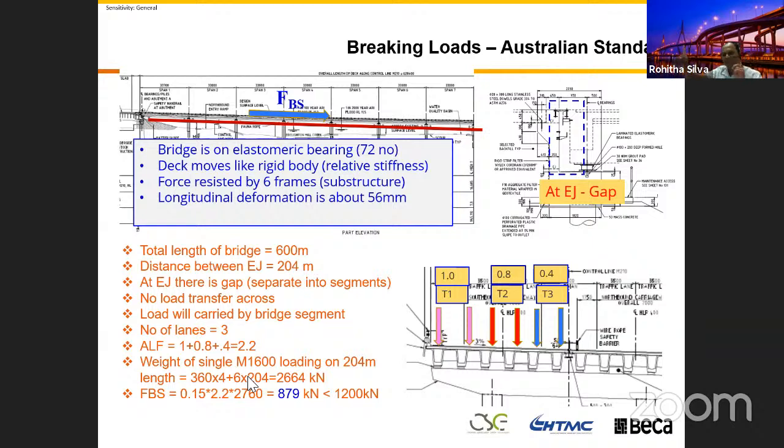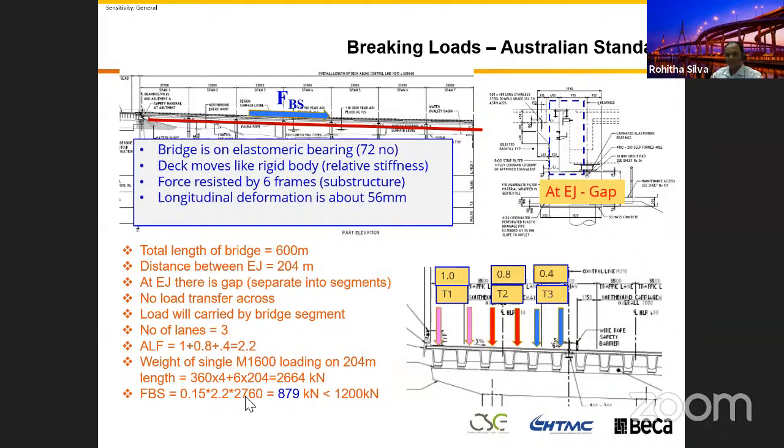The length of the bridge is 204. Then if you work out, it's 2,664 kilonewton. Because it's multi-lane, we consider that in our design. So then we have to multiply this, the total weight is 2.2 times. I think I made a mistake here. It's supposed to be 2,000, not 760, please correct.